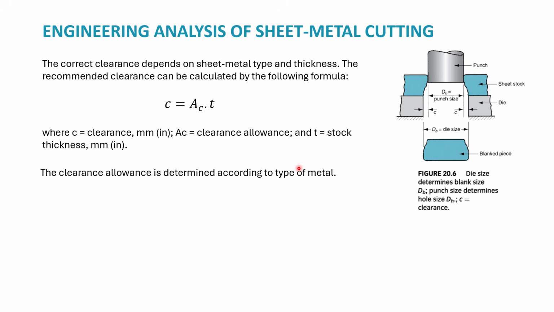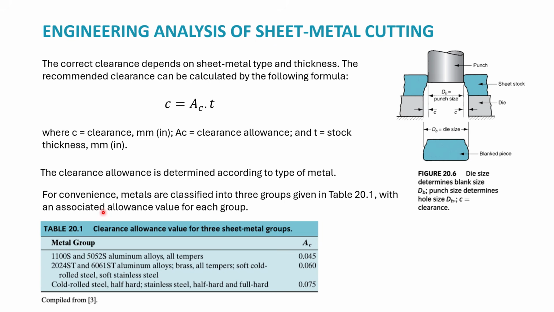The clearance allowance is determined according to the type of the metal. The table in section 21 tells us the metal group and the AC value for each type. An example is aluminium alloys, all tempers, which is going to be about 0.045. For the steel and aluminium alloys such as 6061, which is the most common one, brass, all tempers, soft cold rolled steel and soft stainless steel, it is going to be 0.06. For cold rolled steel half hard, stainless steel half hard, and full hard, the value is going to be 0.075.